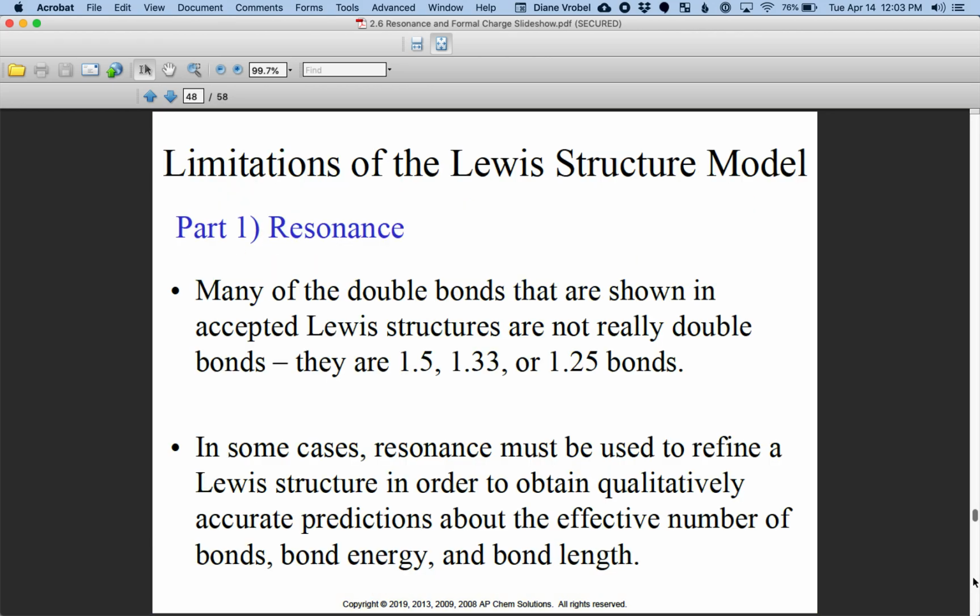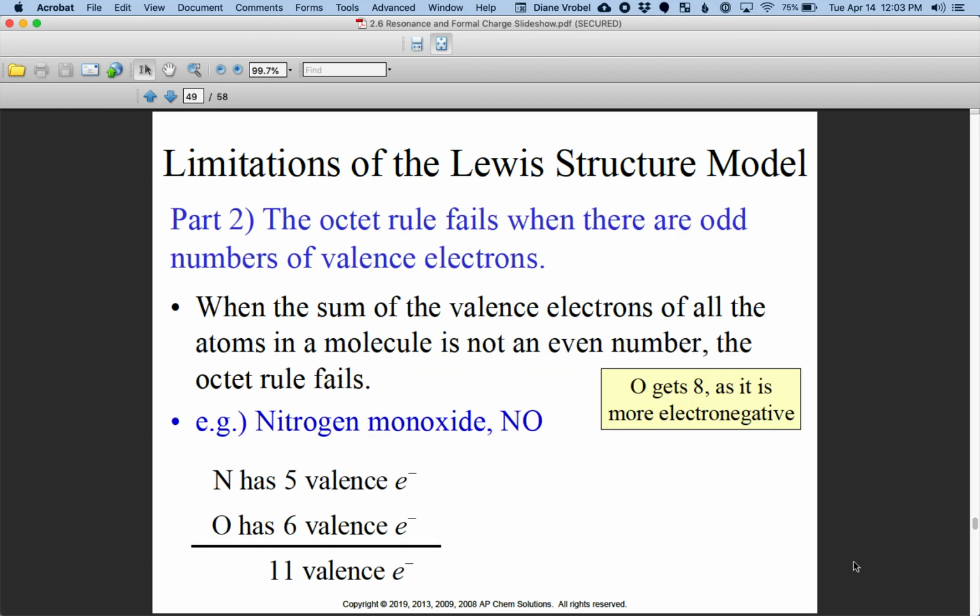Okay, there are some problems with Lewis structures. You could argue that a lot of the double bonds are not really double bonds. They're more like 1.5, 1.3, 1.25, and that's because the atom, or the molecule, is really good at sharing electrons and actually making that bond less of a double bond. And I'll show you some exceptions to, or problems with, the Lewis structure here.